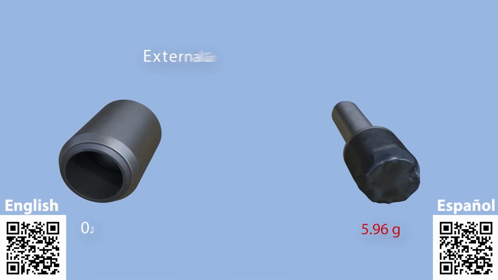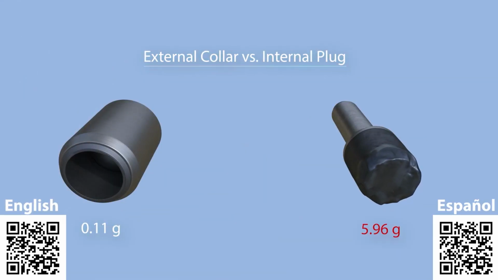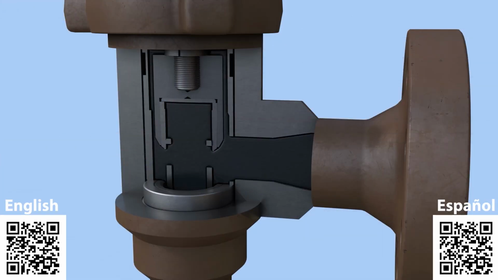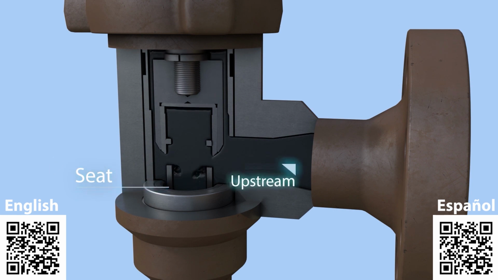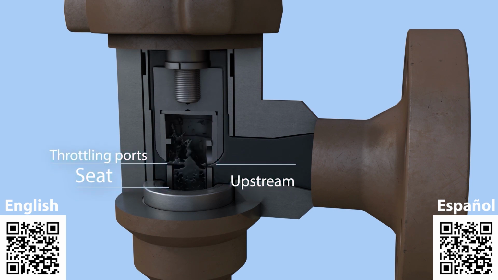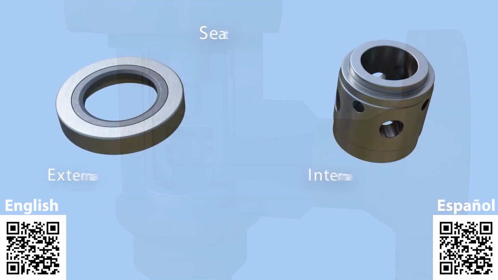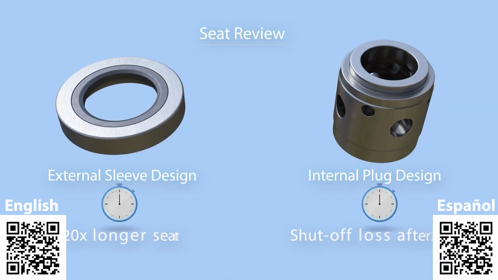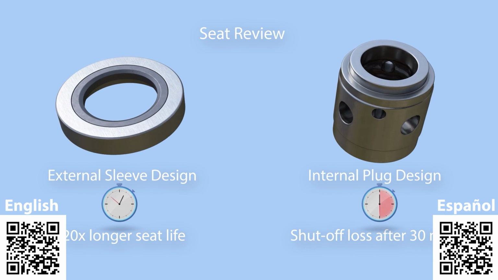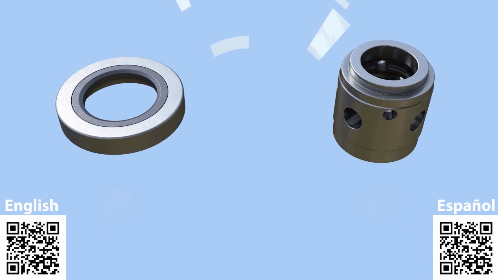When the engineers compared the external sleeve to the internal plug, they observed that the plug lost 54 times more material. By placing the seat upstream of the throttling ports, the external sleeve valve was able to maintain shutoff capability by the end of testing and showed 20 times longer seat life than that of the internal plug design.